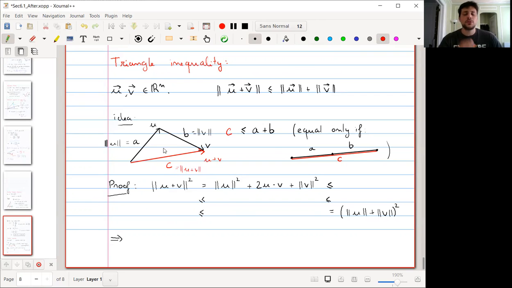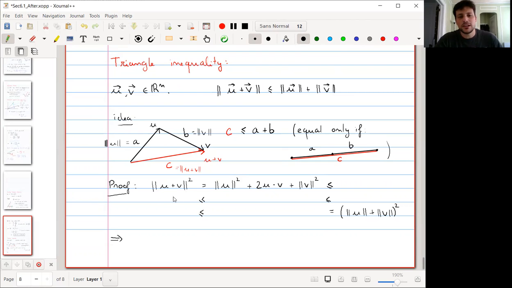You see that whenever you can arrange things in a triangle like this, the length of c is always smaller than the length of u plus the length of v. That's why this is called the triangle inequality. It's always smaller. It could be equal only in the case in which the triangle is just flattened out completely and c, a, and b are actually parallel. That's what we're proving. But using linear algebra, we can prove it as follows.